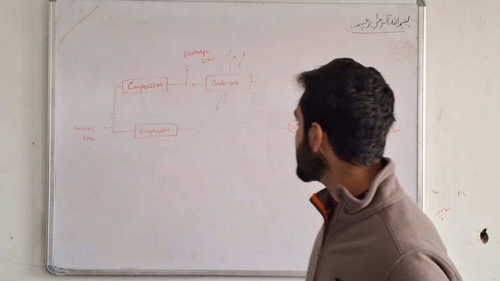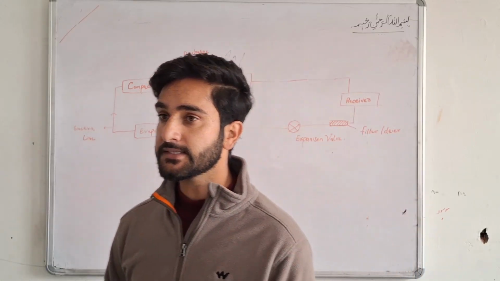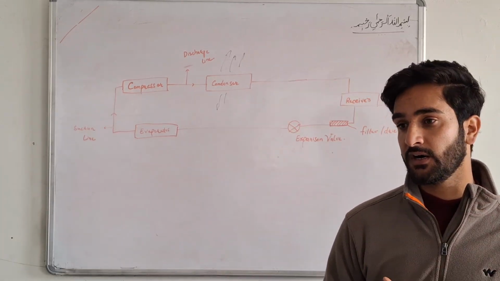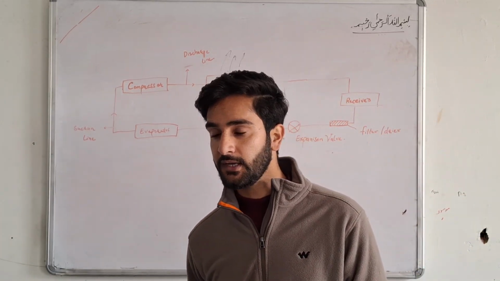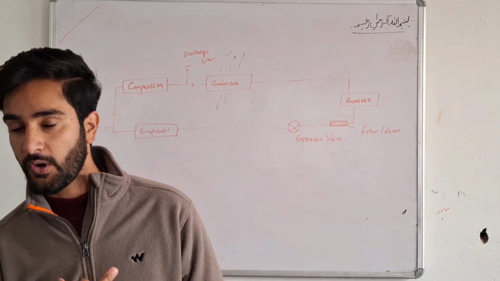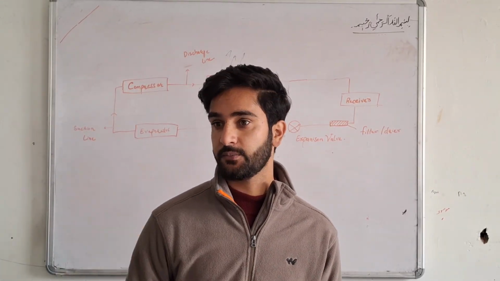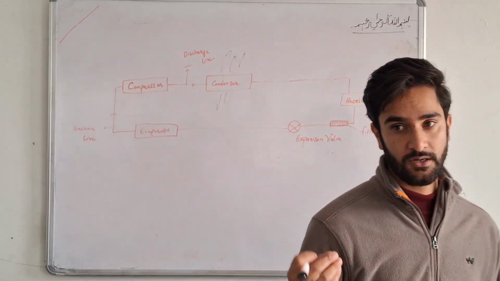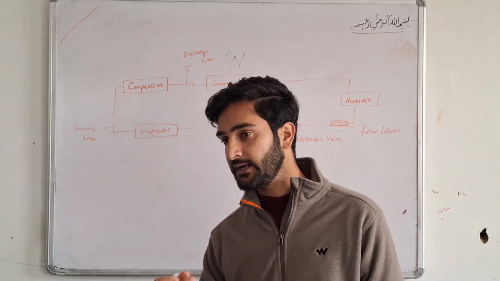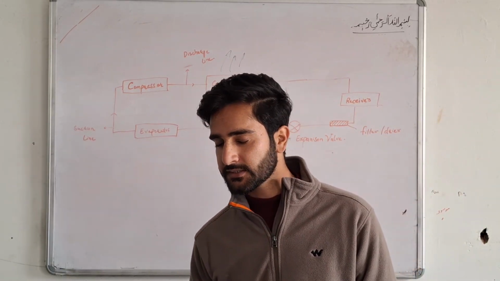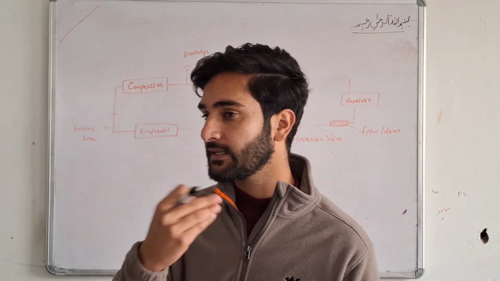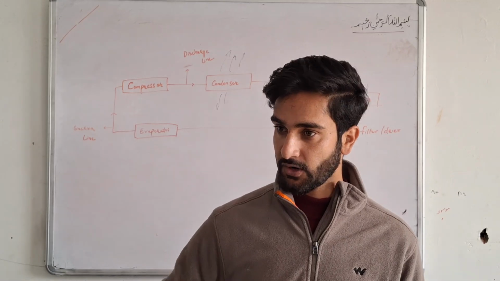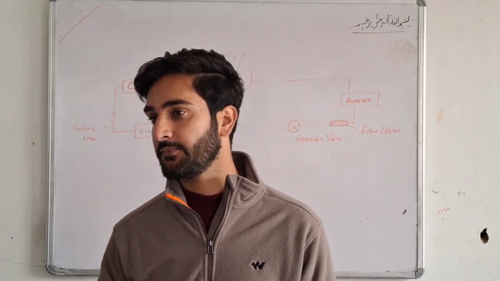So the compressor is the heart of the refrigeration system. Like a human body has a heart. What is the function of the heart? To pump the blood throughout the body. It is the main organ of the body that supplies to each and every part of the body. It has arteries and veins. From one side it gets deoxygenated blood, and from the other side it supplies oxygenated blood to the other parts.